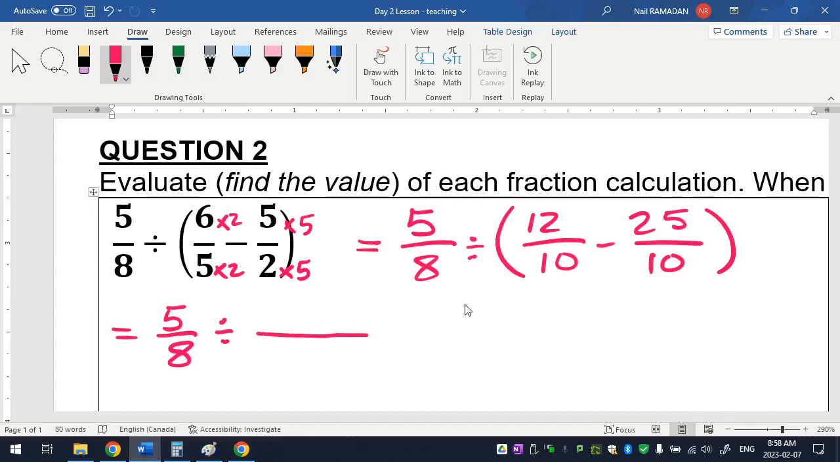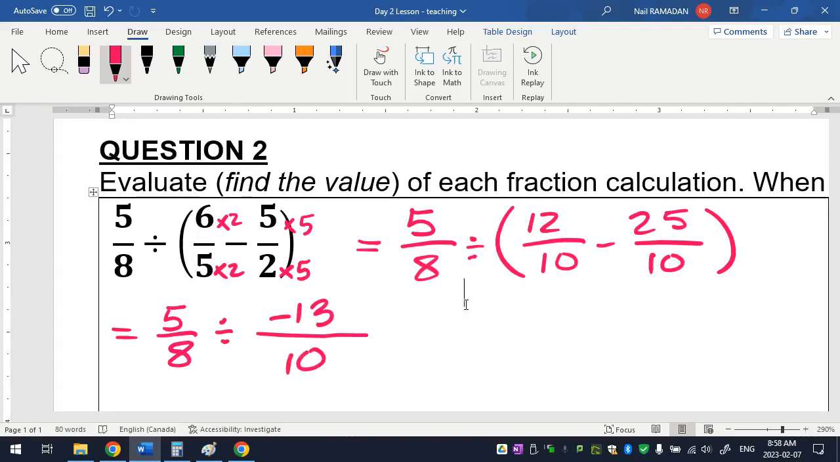What's 12 minus 25? Come on. Obviously, you could say you can't subtract 12 minus 25. You know what? 12 minus 25 is 13 with a negative, because the 25 is winning and it's negative. So negative 13 divided by 10.